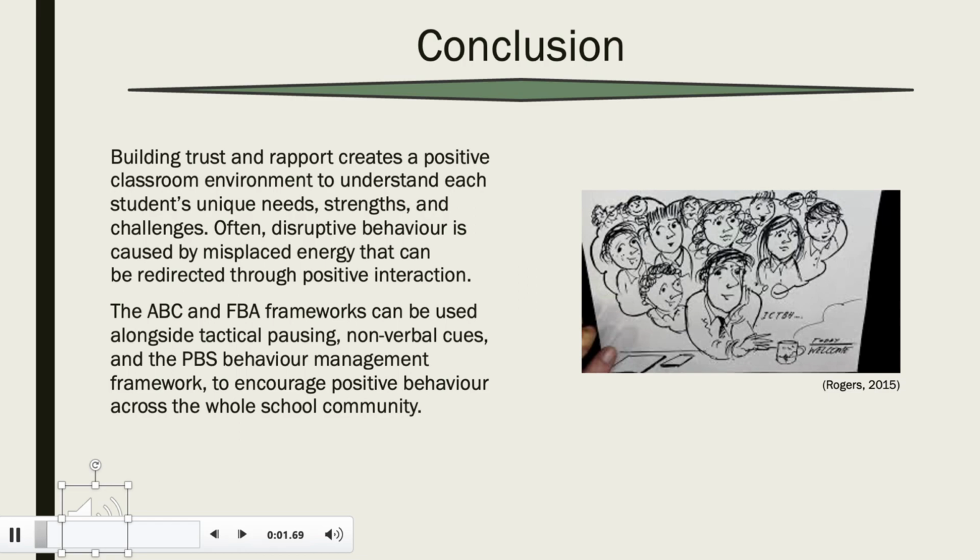In conclusion, building trust and rapport creates a positive classroom environment to understand each student's unique needs, strengths and challenges. Often, disruptive behaviour is caused by misplaced energy that can be redirected through positive interaction. The ABC and FBA frameworks can be used alongside tactical pausing, nonverbal cues, and the PBS behaviour management framework to encourage positive behaviour across the whole school community.